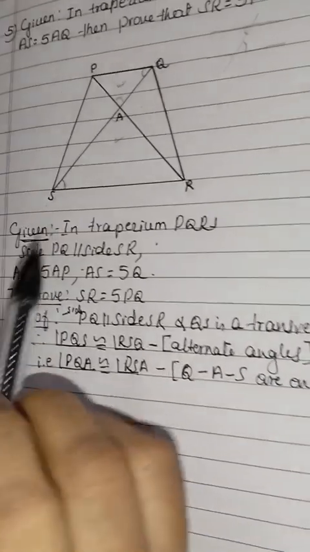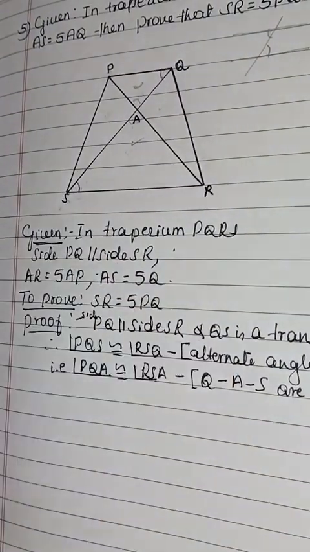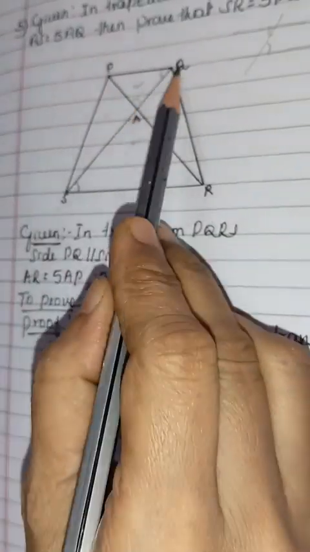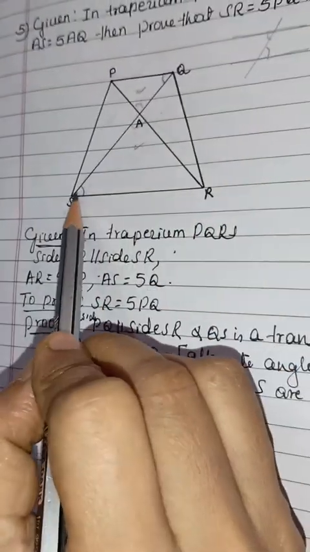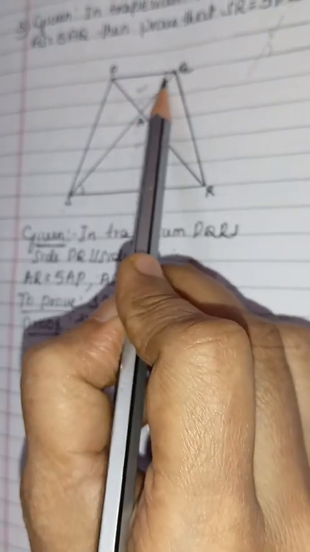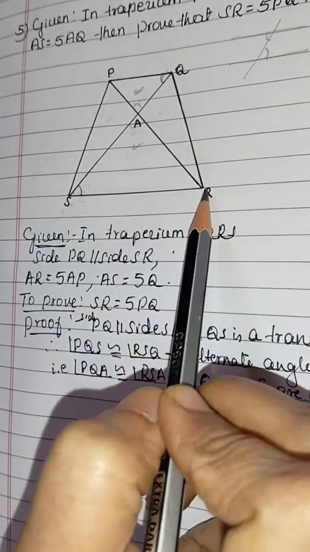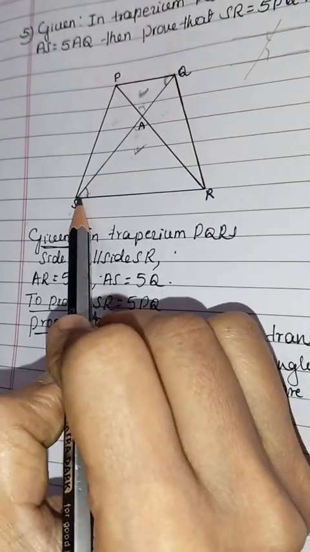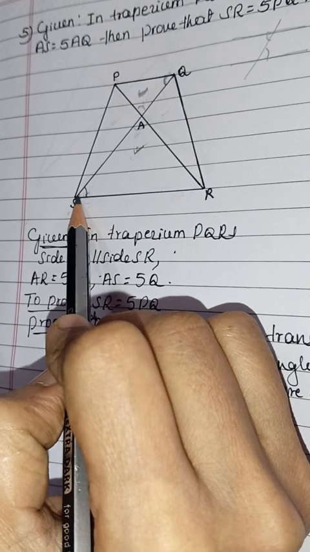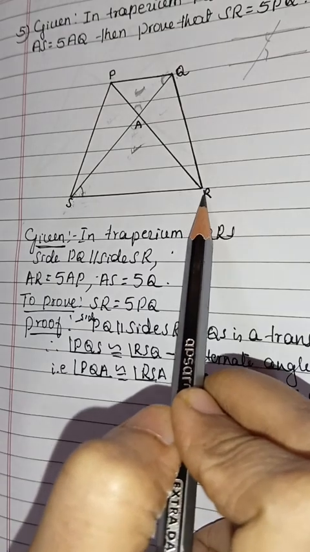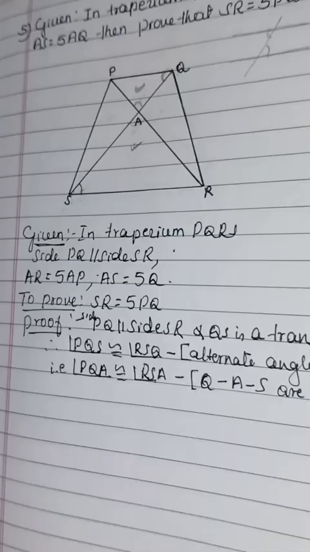Now we got these two triangles, triangle PAQ and triangle RAS. Angle PQA is congruent with angle RSA in these two triangles. One more angle we need for the AA test: angle PAQ is congruent with angle RAS because of the vertically opposite angles.